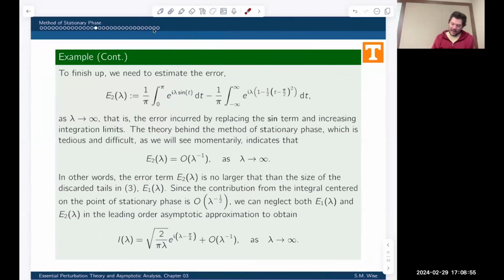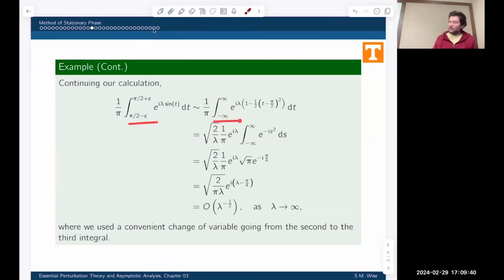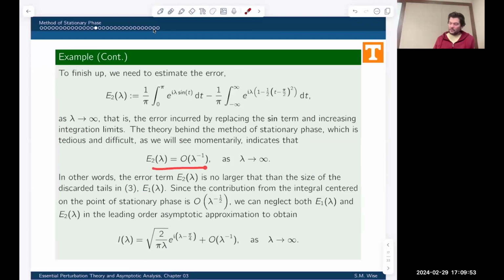Okay, so now we have to finish up. We need to estimate the size of this error here. This is the integral that we started with, and this is the integral that we can actually calculate exactly. So what is the error incurred by replacing this integral with this one, which we're hoping captures the essence of the integration? Well, remember, we did two things. We dropped the tails, and we also made an error going from here to here. What we're going to show in the method of stationary phase is that this error is big O of 1 over lambda as well. So the two errors that we made are in total going to be at worst big O of lambda to the minus 1.